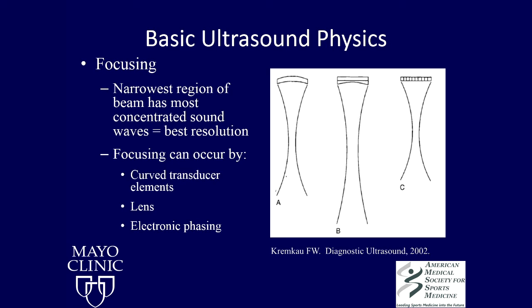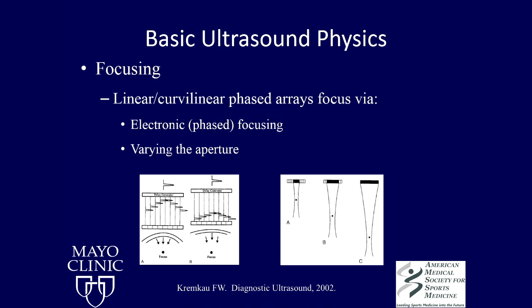And you can focus using a lot of different things, and the focus is just changing the location of that narrow focal zone. So you can use a curved sound element, you can use a lens on top of a flat sound element, or you can use electronic phasing, which is typically what's used in modern day machines. With electronic phasing, essentially you can make your sound wave closer by narrowing the aperture, by only having certain sound elements send out sound waves.